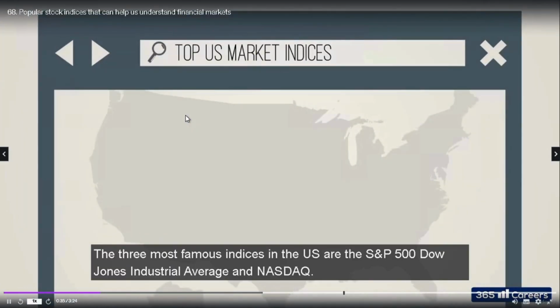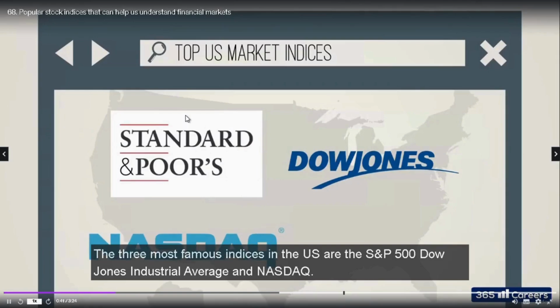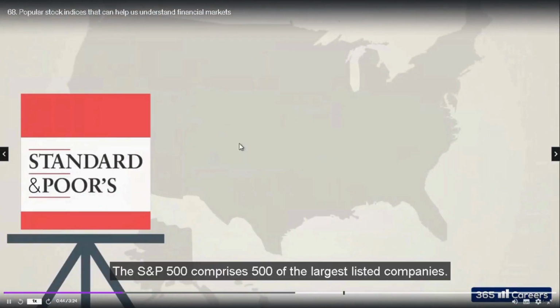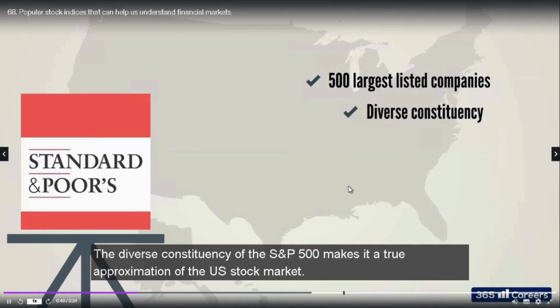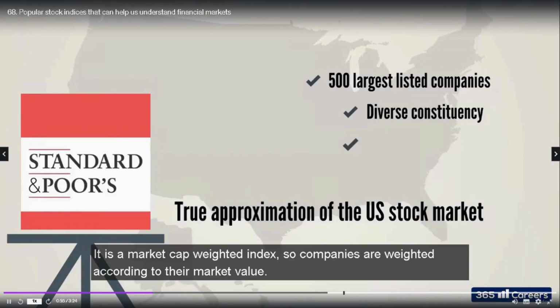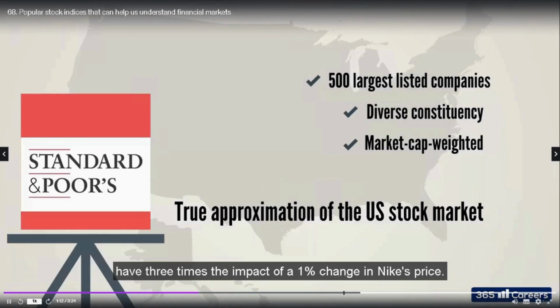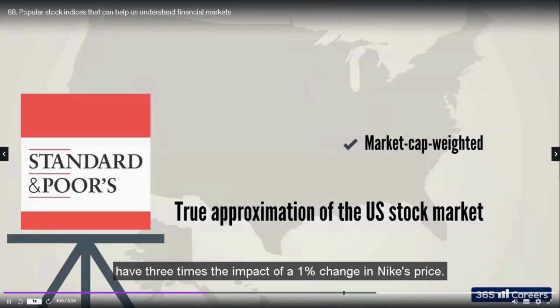The 3 most famous indices in the U.S. are the S&P 500, Dow Jones Industrial Average, and NASDAQ. The S&P 500 comprises 500 of the largest listed companies. The diverse constituency of the S&P 500 makes it a true approximation of the U.S. stock market. It is a market cap weighted index, so companies are weighted according to their market value. If the market cap of P&G is 3 times the market cap of Nike, a 1% change in P&G's share price will have 3 times the impact of a 1% change in Nike's price.